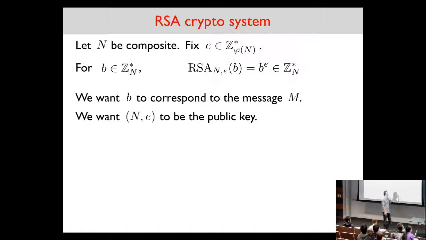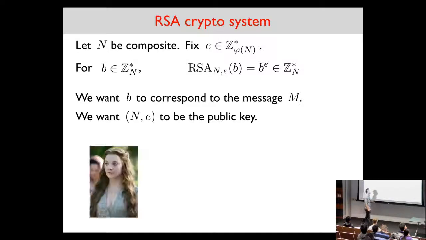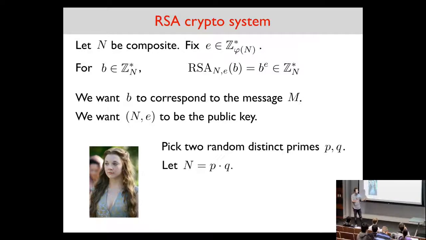Okay, so this is our function. Again, as I said, we want b to correspond to the message m, and we want n, e to be the public key. So here is how the protocol is going to go from Marjorie's side. What I have to describe to you is how we compute the public key and the private key, and then what the encoding scheme and the decoding scheme are. Once I give you this information, then everything is there.